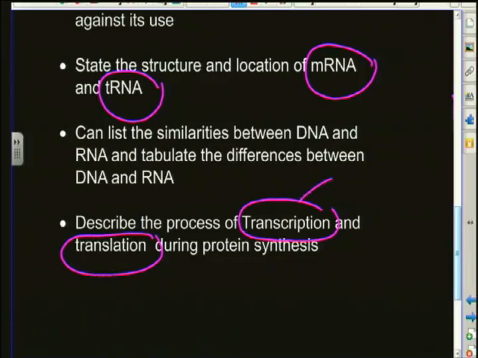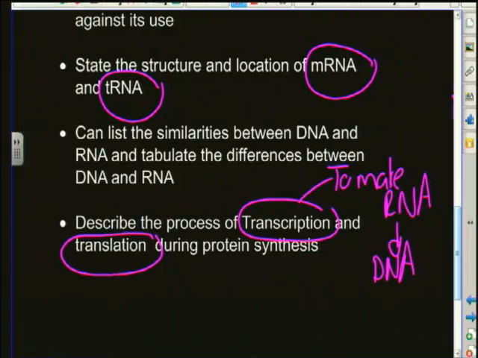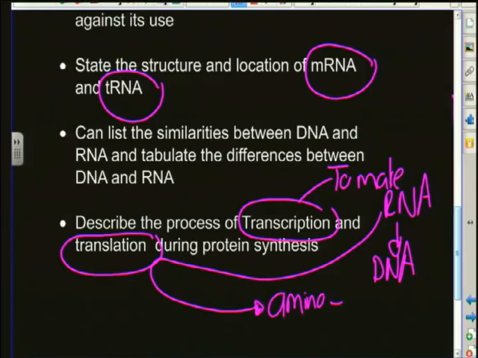Okay, transcription is to make RNA from DNA, and then translation is to take that RNA and make amino acids join together to make a protein. And why do we say this process is so important?